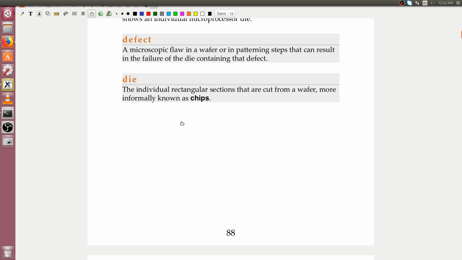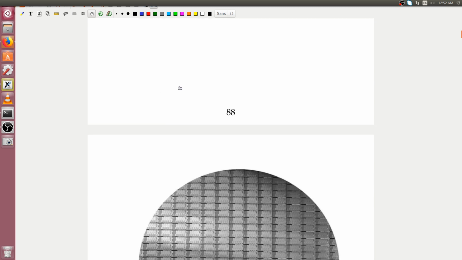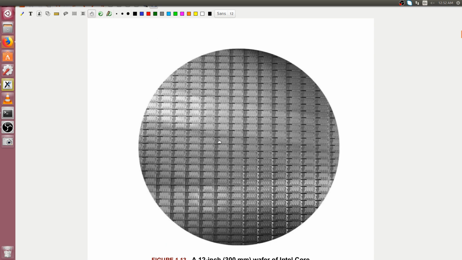So let's see. So the individual rectangular sections that are cut from the wafer are known as die. So that's before they're put in packages. Okay, so here they have a picture of the Intel Core i7 before it's cut up. That's pretty interesting, right? I think that's pretty cool. So this is what you're paying all the money for. Imagine how much this is worth. This is worth a lot of money right here.